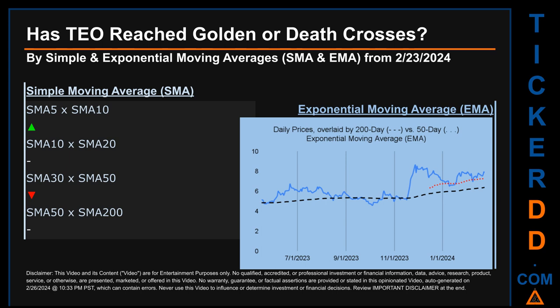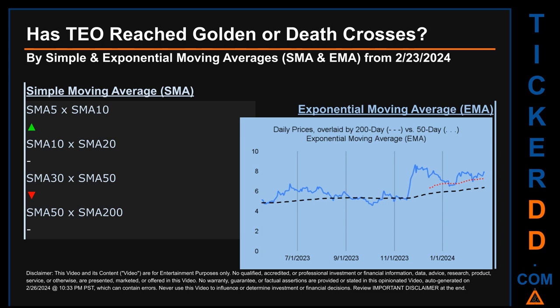Has the 50-day EMA line, which is in red, crossed above or crossed below the 200-day EMA line, which is in black? If no crossing can be seen, then no signal could be had. The blue line is daily end of day prices.